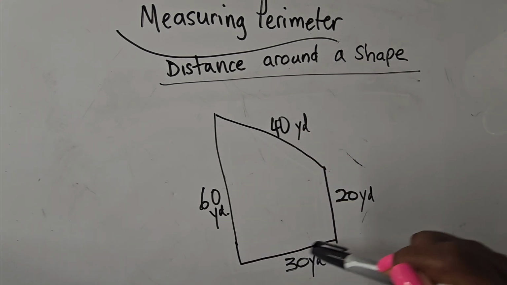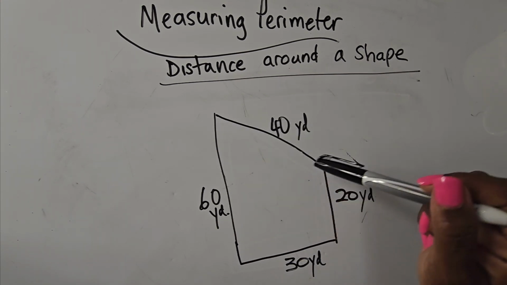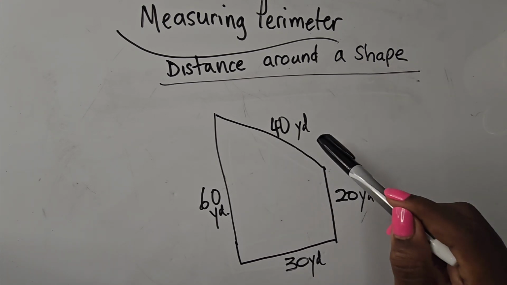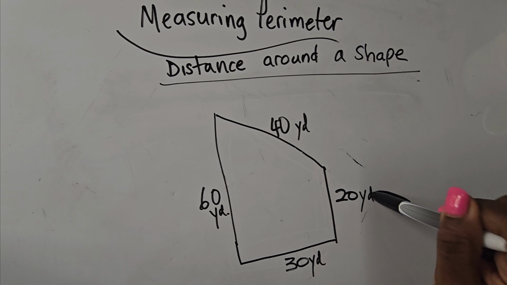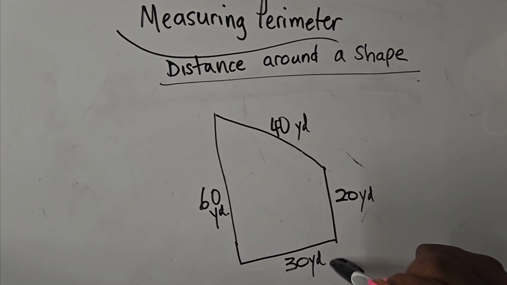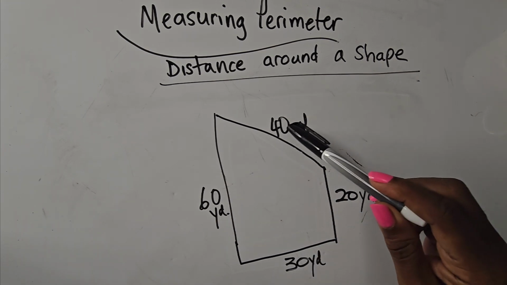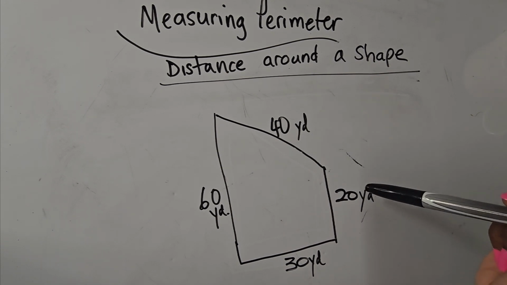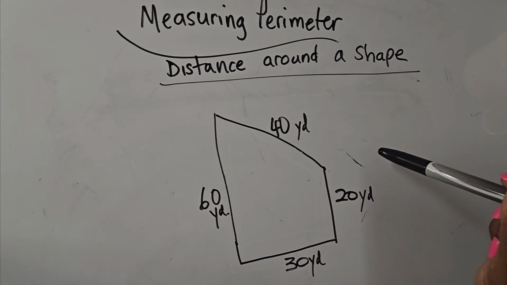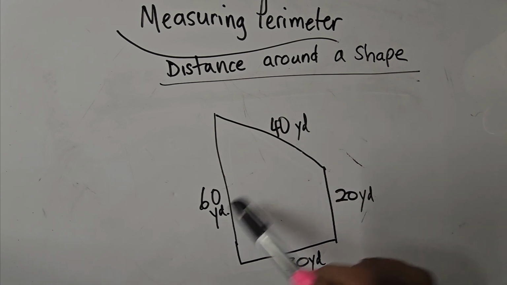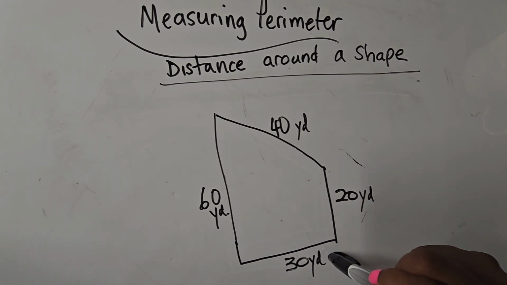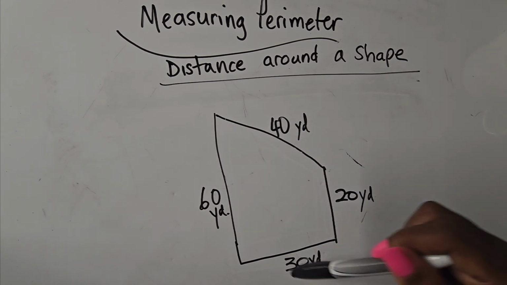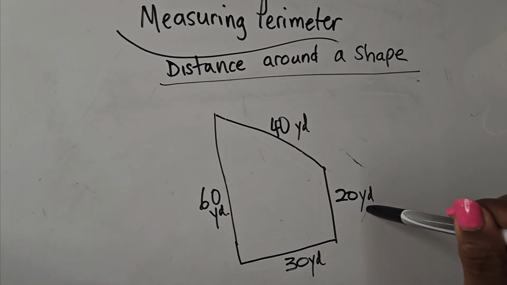All you need to do is add all the measurements. And pay close attention to the unit of measurement when you do your exam. Because if this is 40 yards, and if you're doing a multiple choice, they may trick you and say 40 feet. So make sure you're watching the units so that you match up. This would be 40 yards. This side would be 60 yards. This side is 30 yards, and this side is 20.